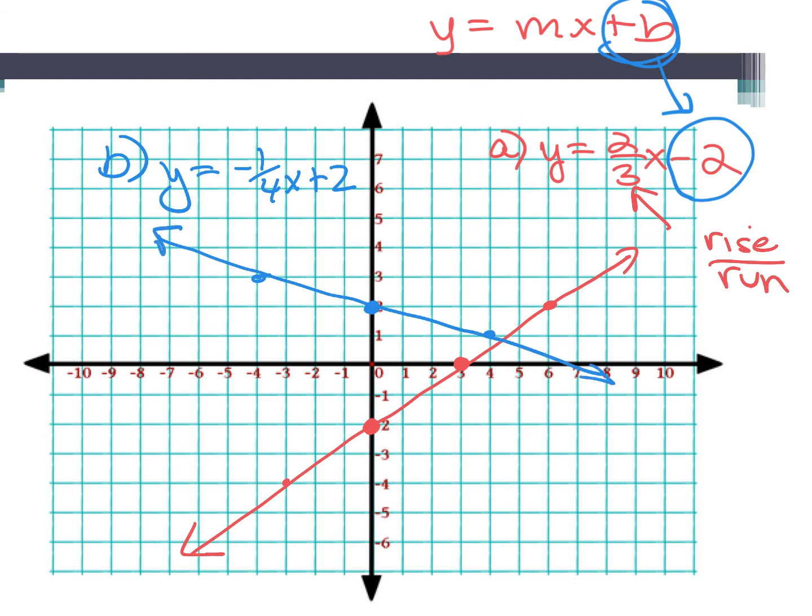And lastly, part C was that horizontal line, y equals negative 3. So it's got a slope of 0, and it's going through negative 3. So it's this line right here. It's just that horizontal line through negative 3. And that's a quick review of graphing equations once they're in slope-intercept form.